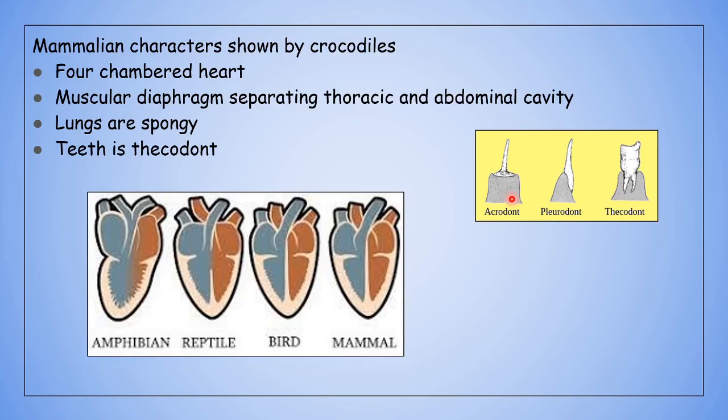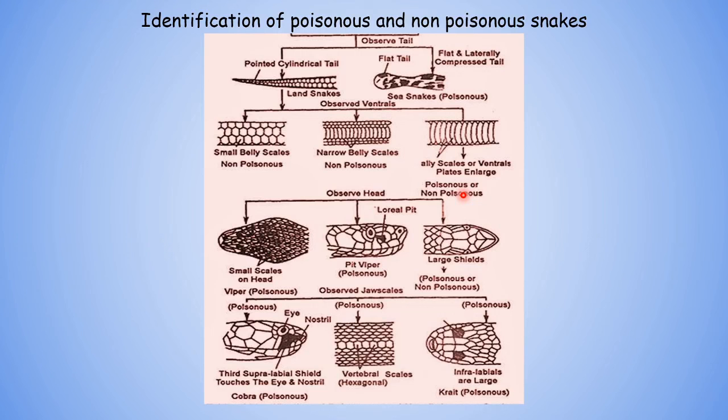So with this we have completed the classification and examples coming under Reptilia, and now we have a general topic, which is how to differentiate poisonous and non-poisonous snakes, and that will be discussed in the next session.